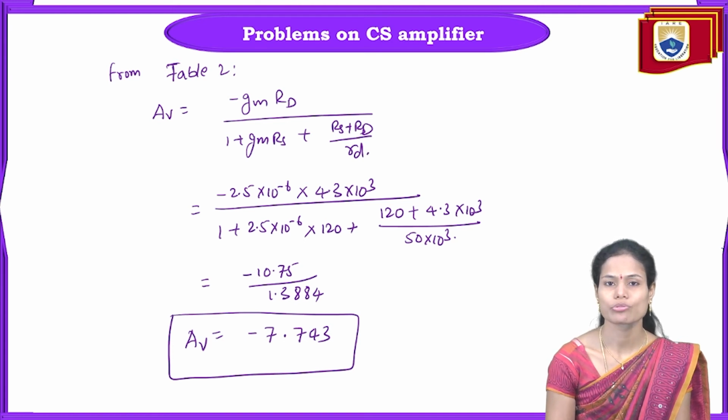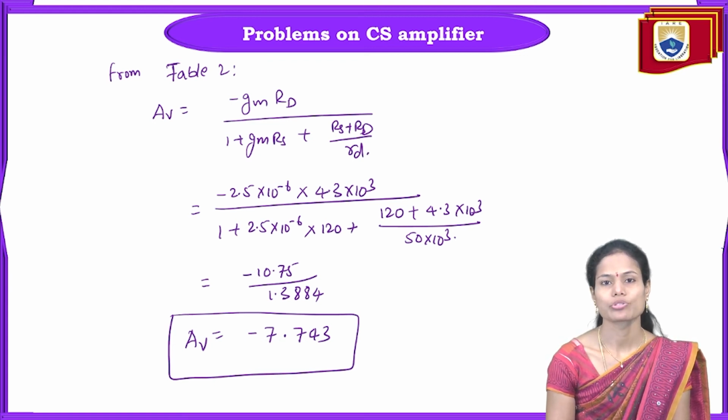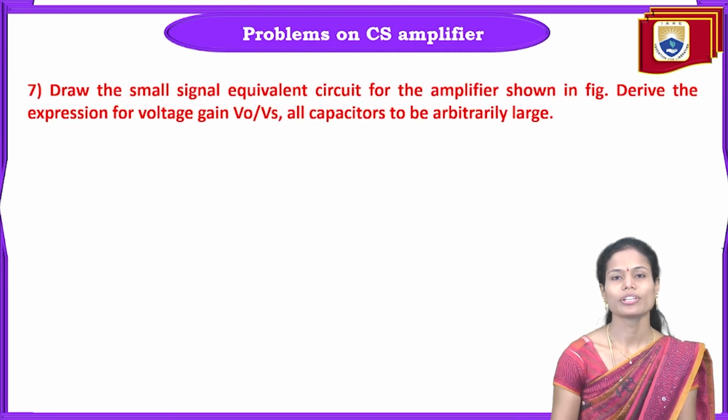So from the given common source amplifier, we have drawn the small signal equivalent circuit. It is the partially bypassed common source amplifier with the self-bias configuration. Coming to the next problem: draw the small signal equivalent circuit for the amplifier shown in the figure. Derive the expression for voltage gain V0 by Vs, and all capacitors are to be taken as arbitrarily large.